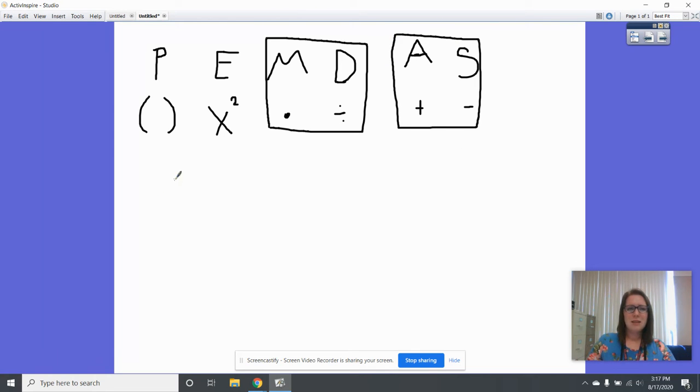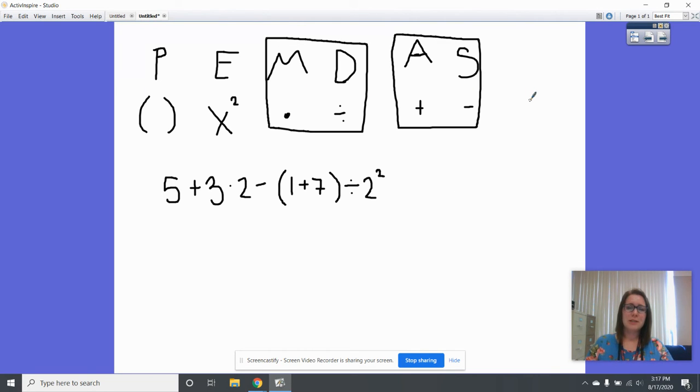So let's say we have this problem: 5 plus 3 times 2 minus parentheses 1 plus 7, how about then divided by 2 squared? Okay, well, we're going to use PEMDAS. That's our order of operations. That's the order we go in.